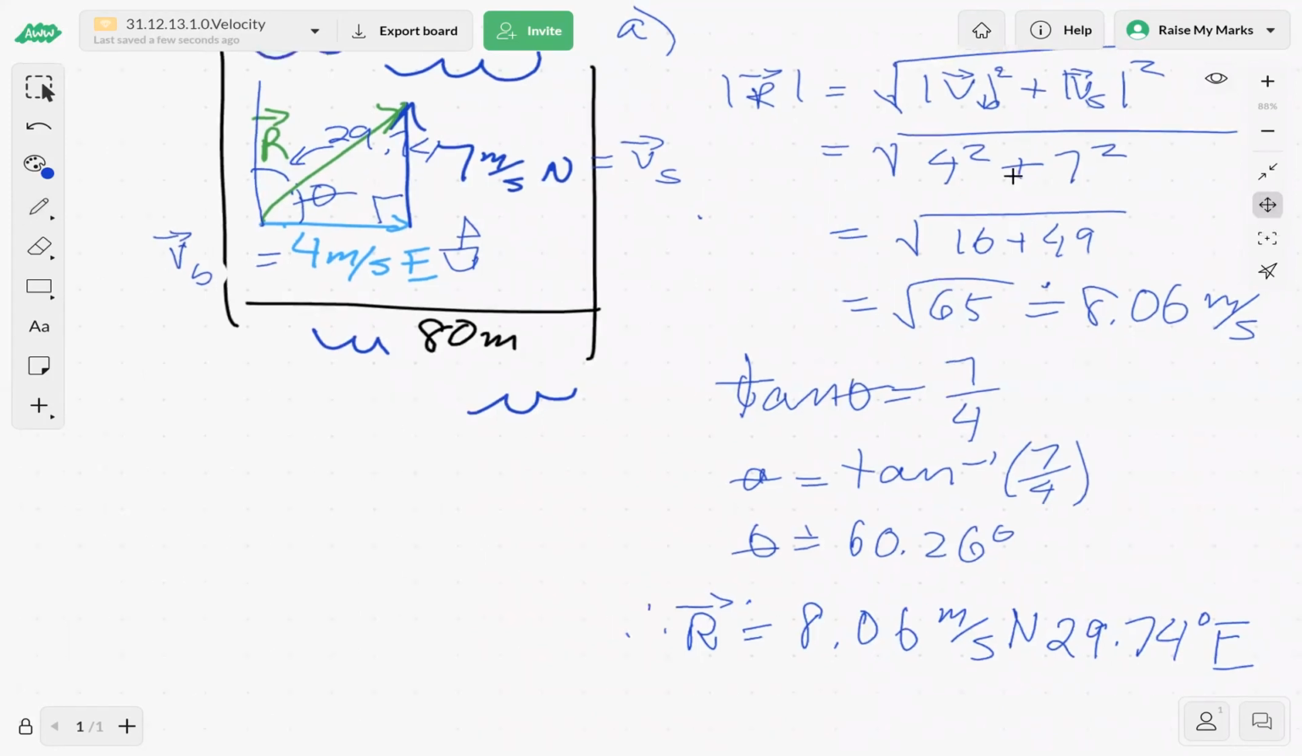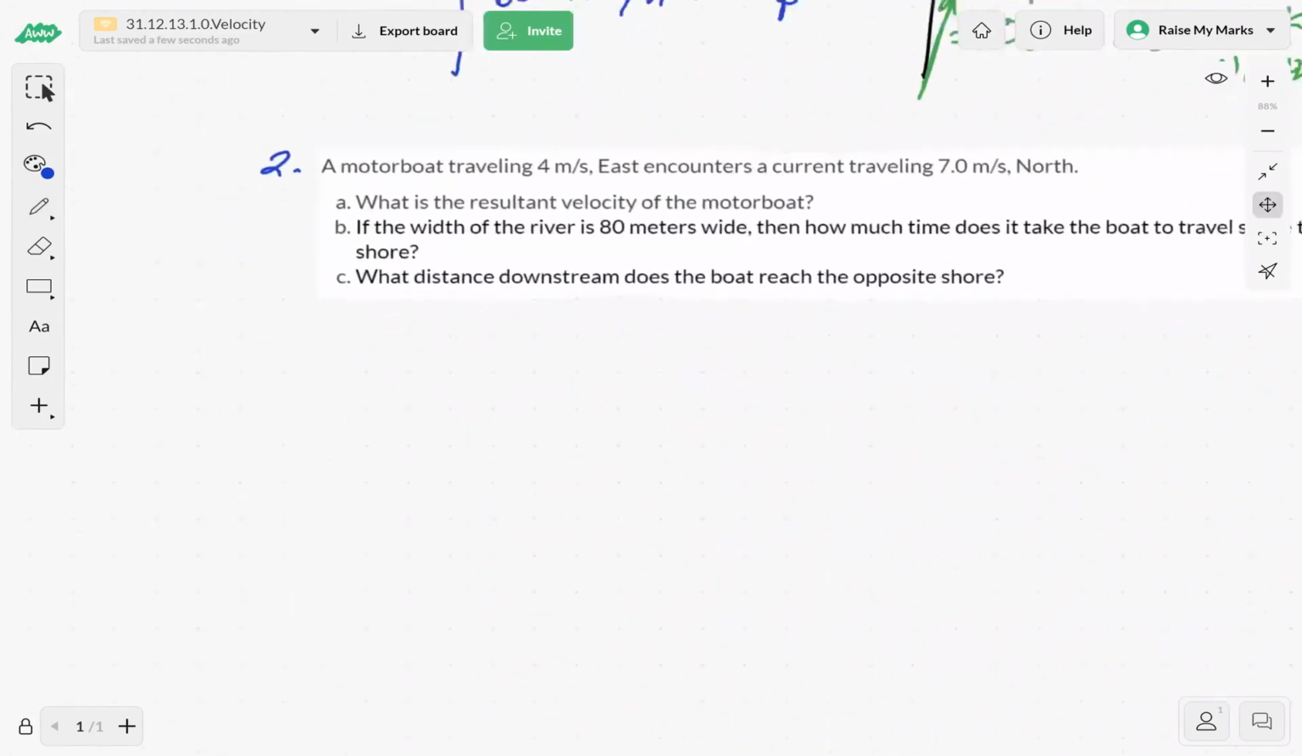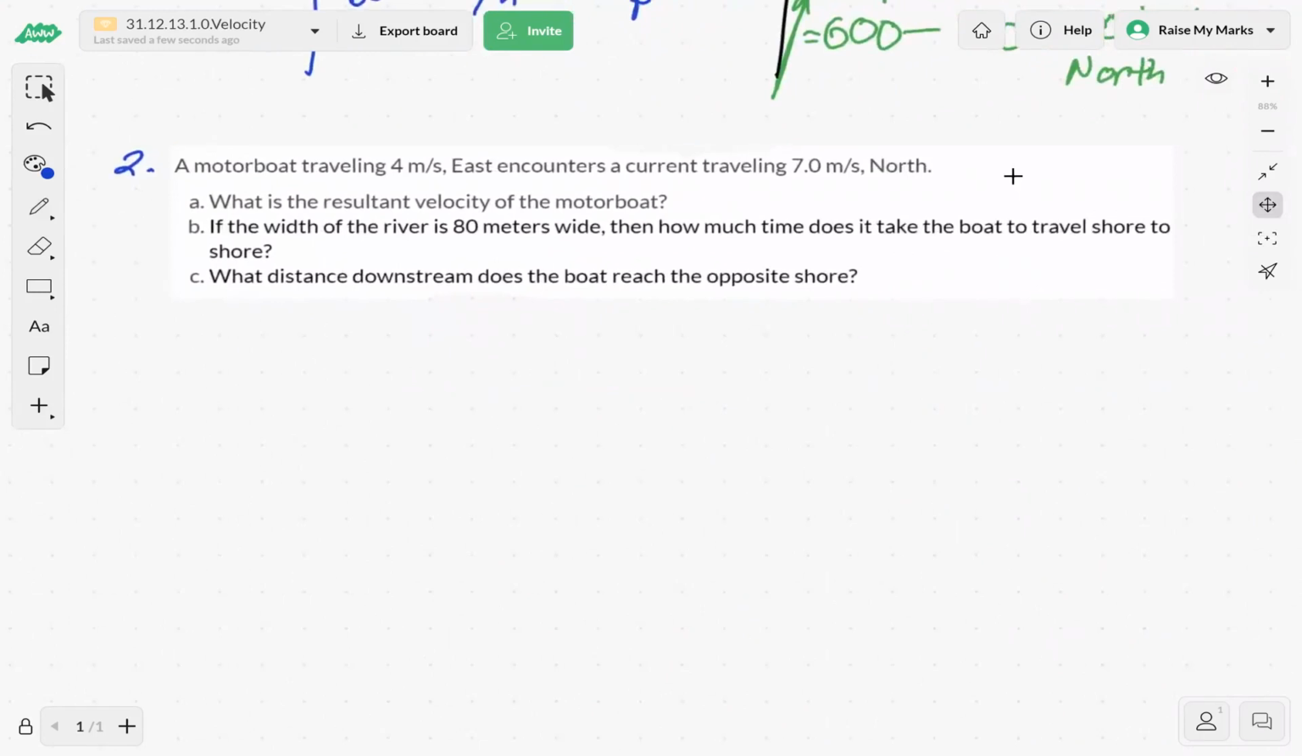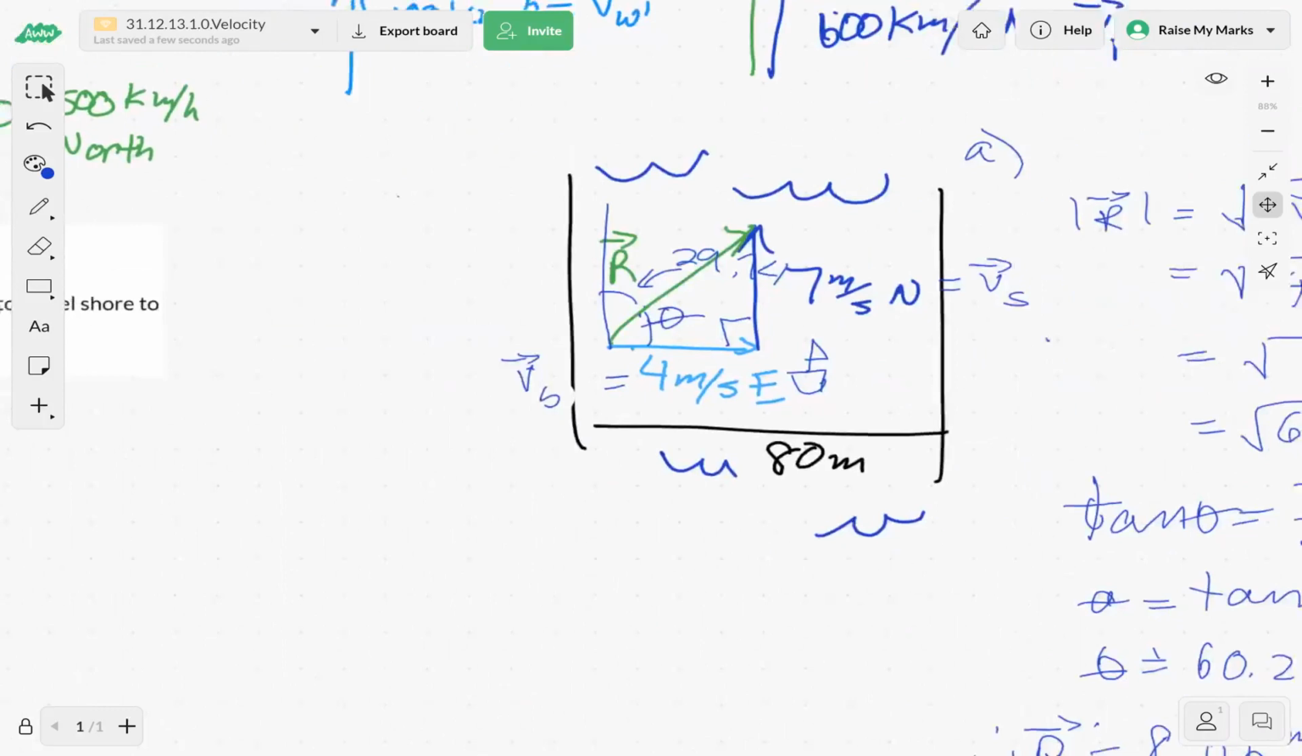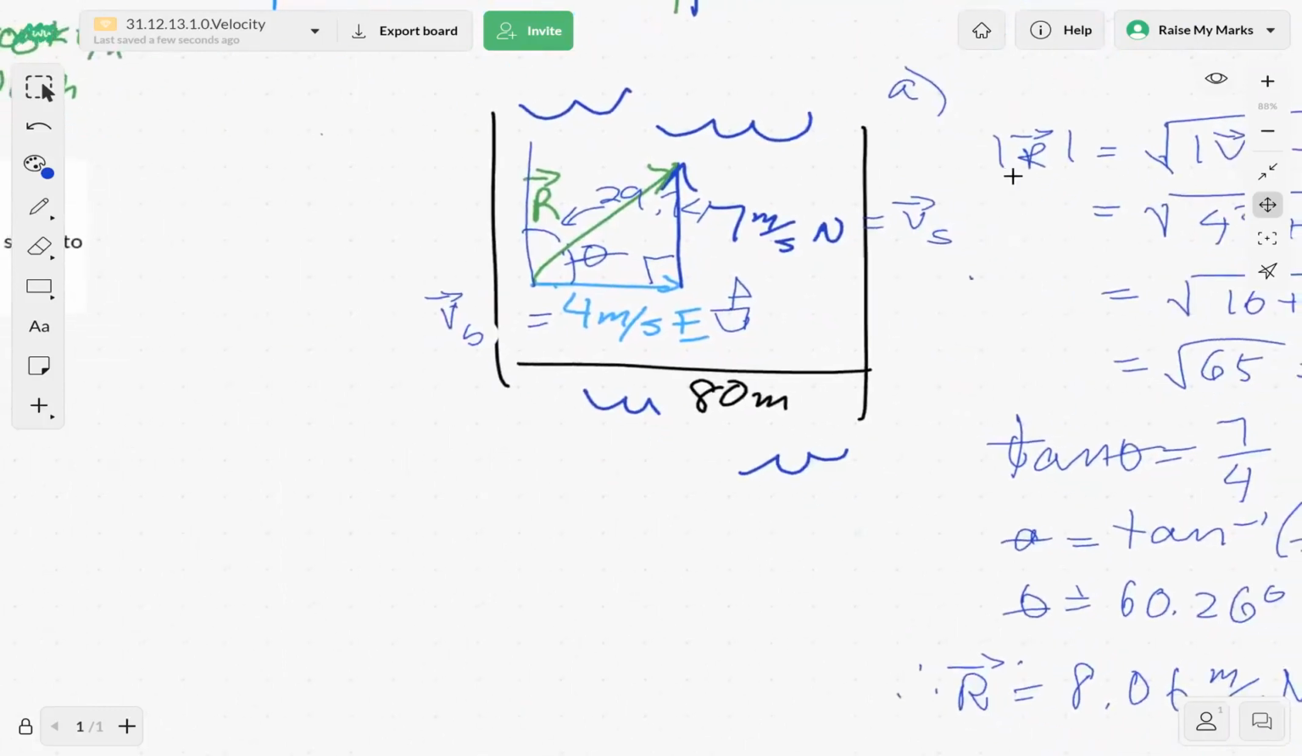Okay, so we have that. Excellent. So now let's look at part B. If the river is 80 meters wide, then how much time does it take the boat to travel shore to shore? All right, so let's go back to our diagram. Okay, so from shore to shore, if our boat is going straight across, and that's 80 meters, we need to consider the velocity in that direction, which is 4 meters per second. So B, and how do we find time?